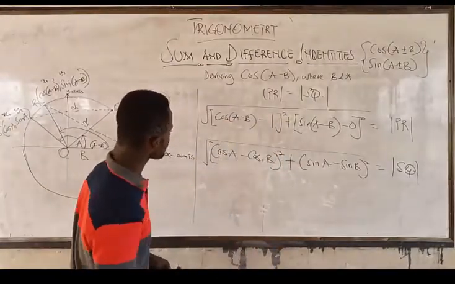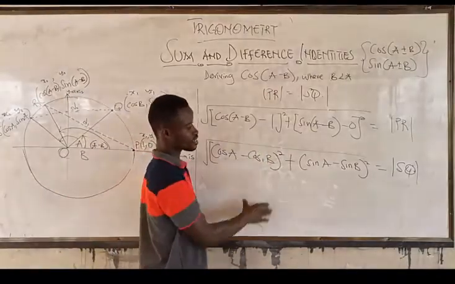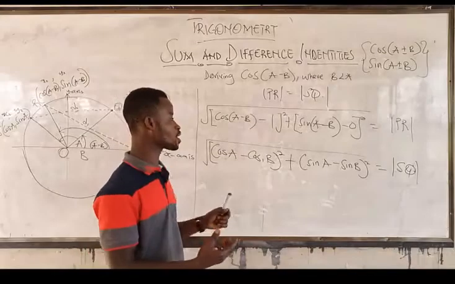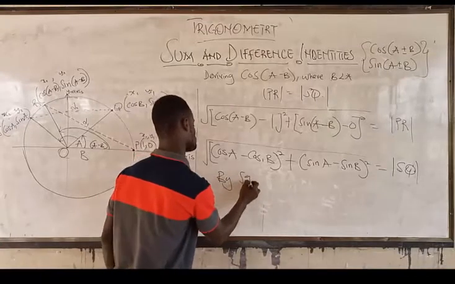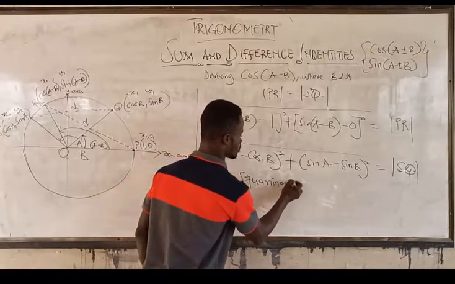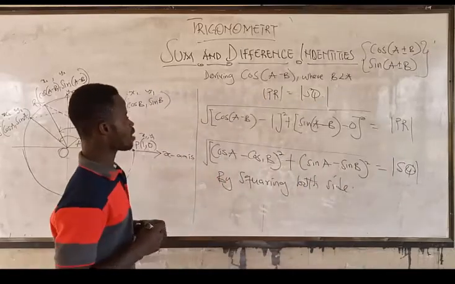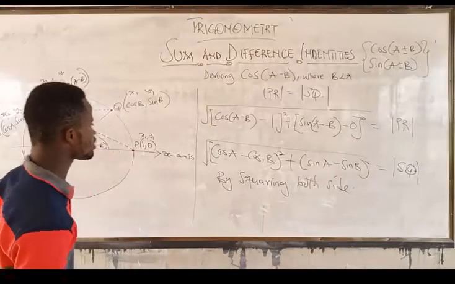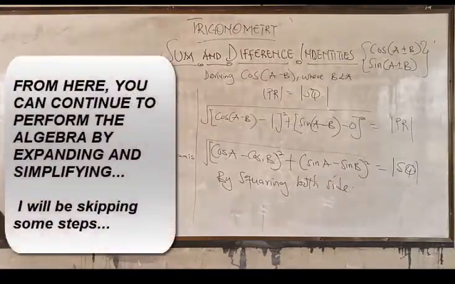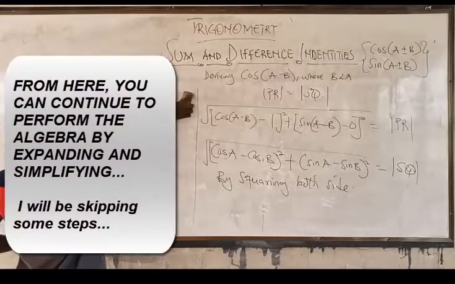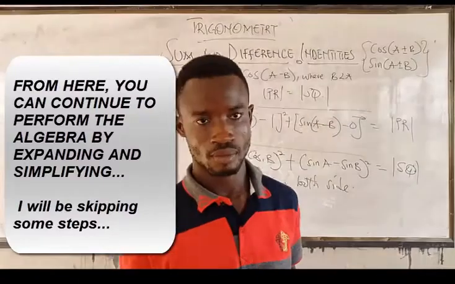So now, for us to remove the square root, don't forget this is equating to this. So for us to remove the square root, we have to square both sides. So by squaring both sides, we need space, I cannot do this. All right.